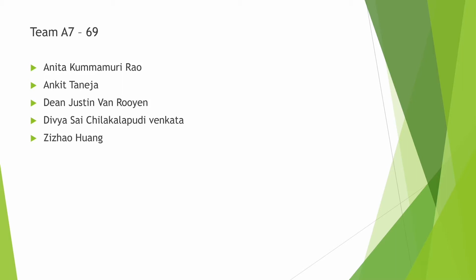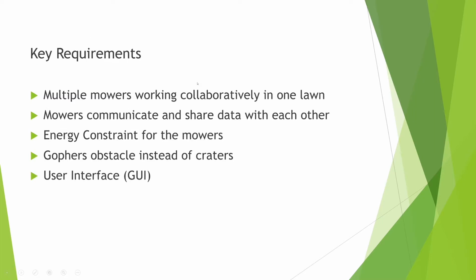So this project has some new requirements that were mentioned in the assignment document. Some of the key requirements are: we need multiple mowers that are working together on one lawn. Also, now mowers can talk to each other and share data. We also have energy units for each mower, and each mower action corresponds to some units of energy points. Mowers can go to energy stations to recharge.